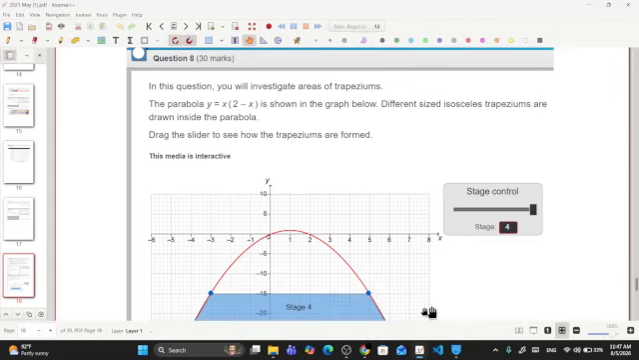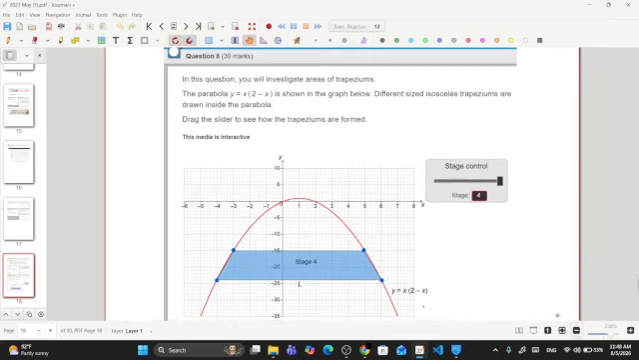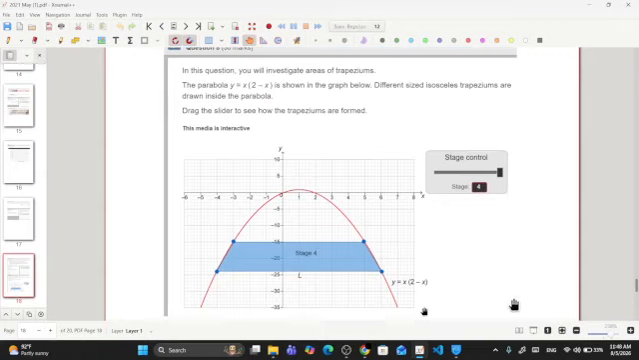In this question, you will investigate the areas of trapeziums. The parabola y equals x multiplied by 2 minus x is shown in the graph below. Remember we studied this in the quadratic equations topic. I told you all that whenever you have a parabola shaped like this, a negative shaped parabola, it means that we have a minus sign before the x squared, right?